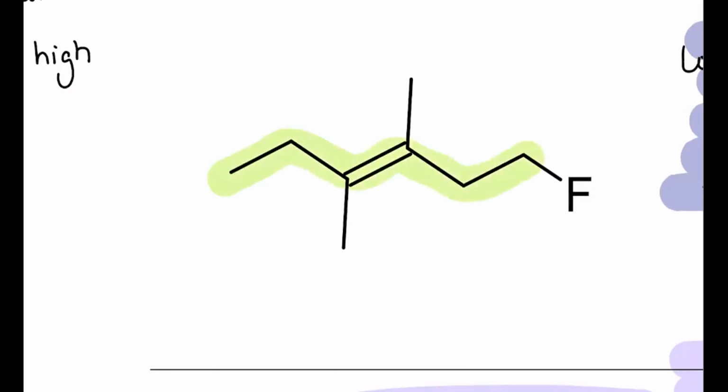This is my longest parent chain. There's 6, great job. This is hexene. Which direction am I going to number this alkene? Great. 1, 2, 3, 4, 5, 6. So the number before the hexene, what would it be?